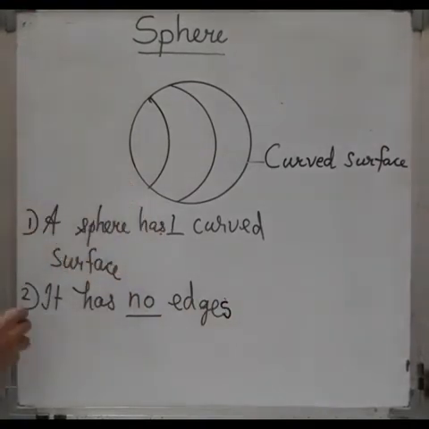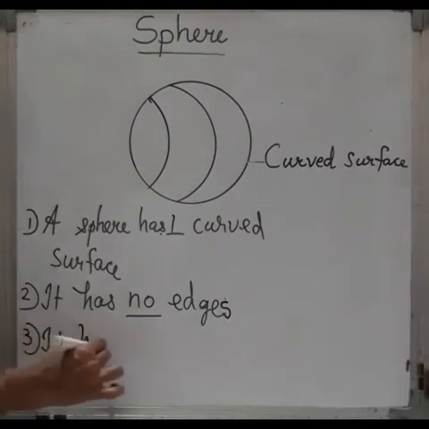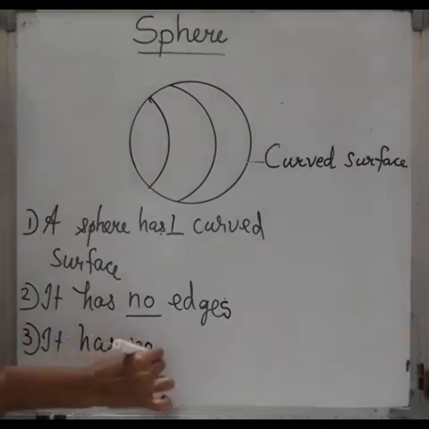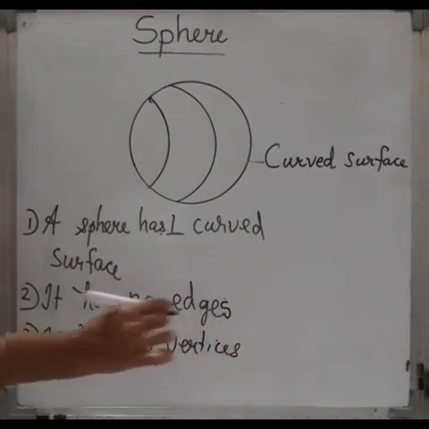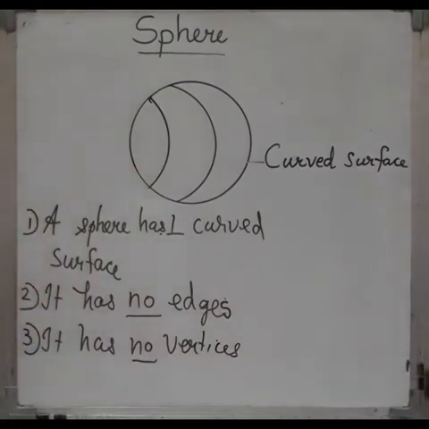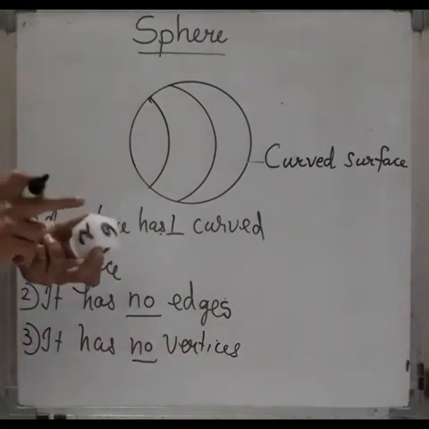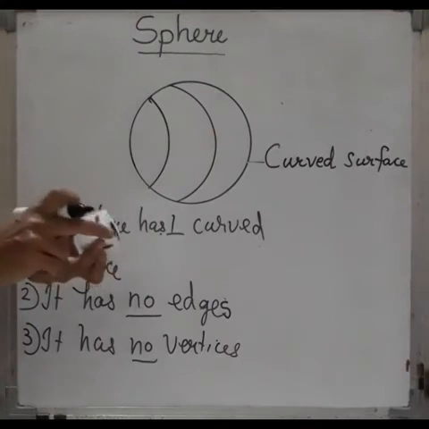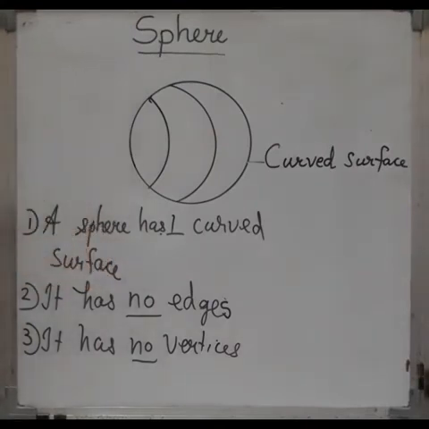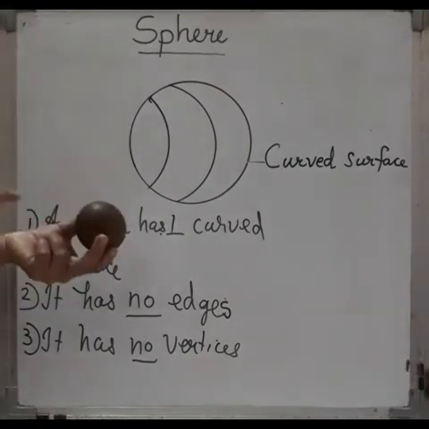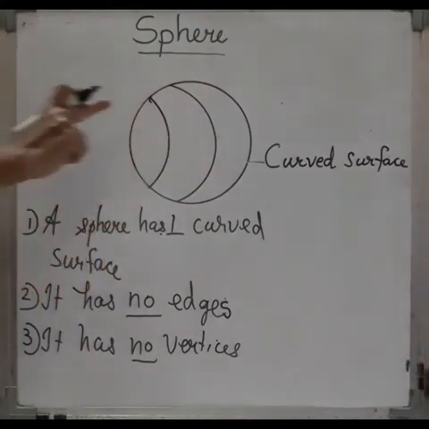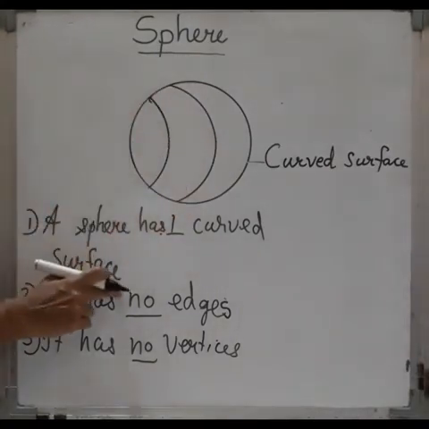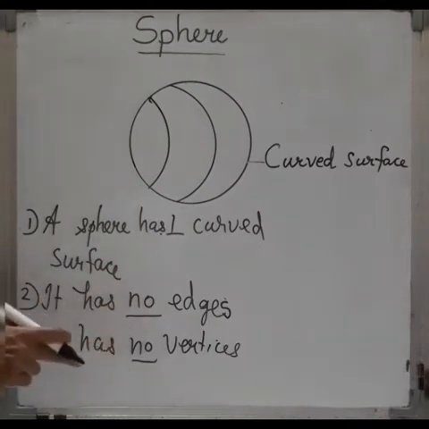Clear? And the third point is, it has no vertices. See this cube. It has vertices. See, these are the vertices. But a sphere has no vertices. It has only one curved surface. No edges and no vertices. Clear?